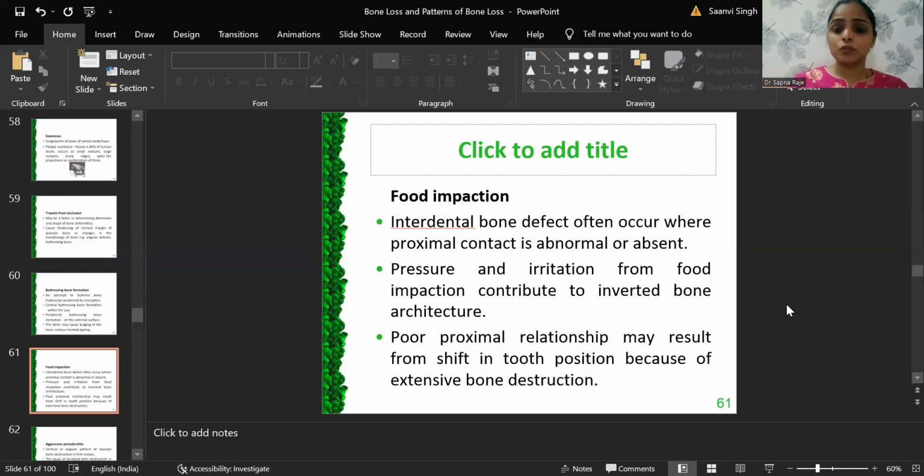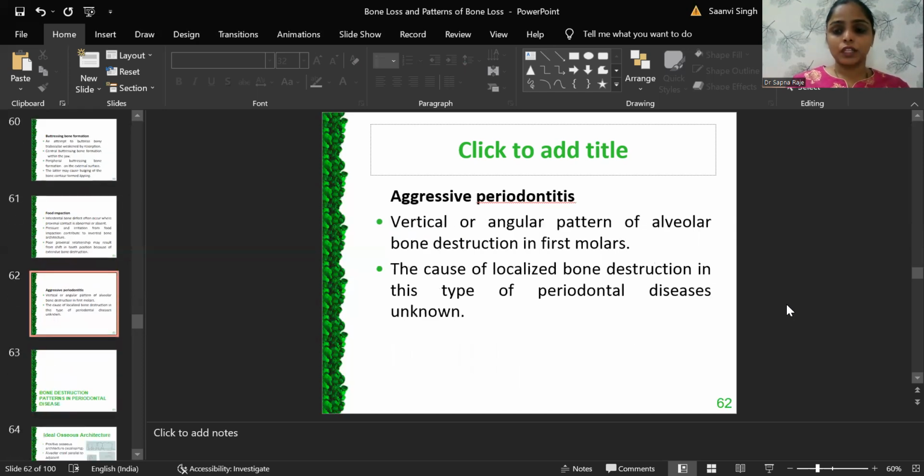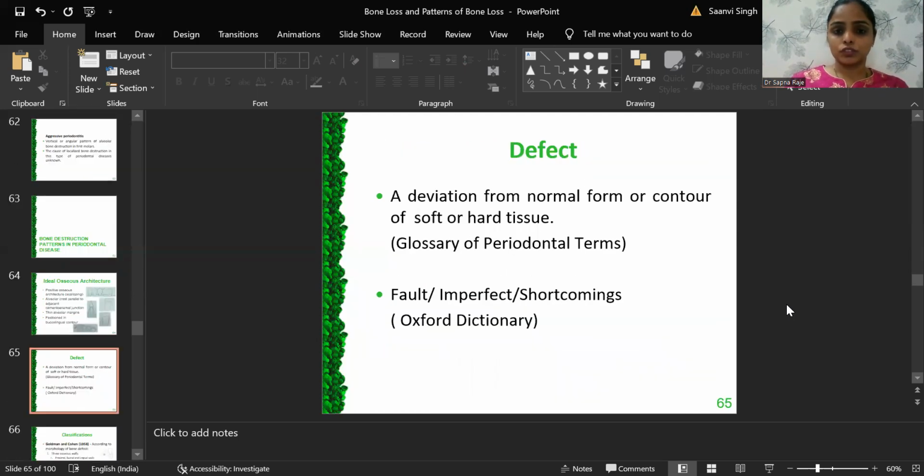And then food impaction. It is the most commonly seen in the patients coming to the clinics: interdental bone defect often occurs because of food impaction. The patient cannot clean that area, so there again there is food impaction. In aggressive periodontitis also, there is swelling of the gums. First you have to go for gingivectomy, and you have to put the patient on antibiotics, and then further you can go for the procedure.